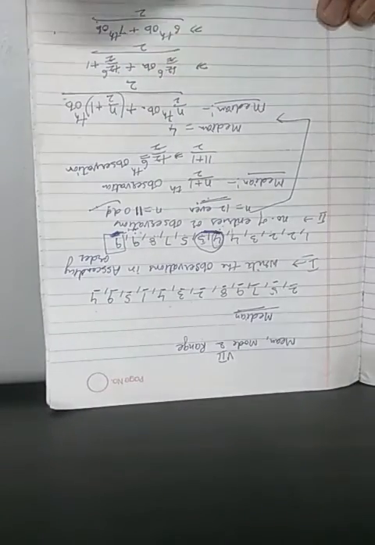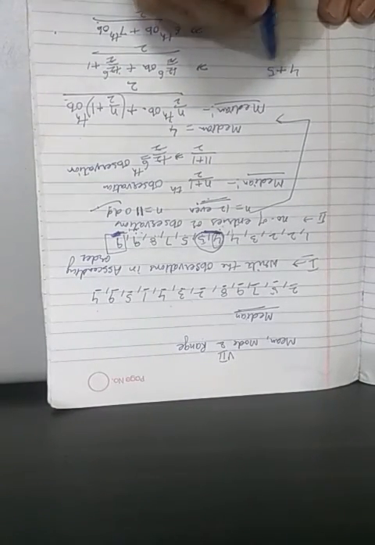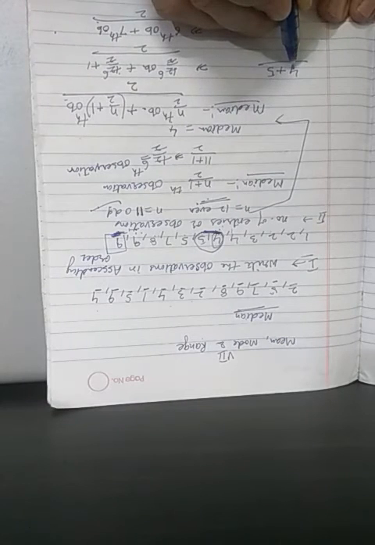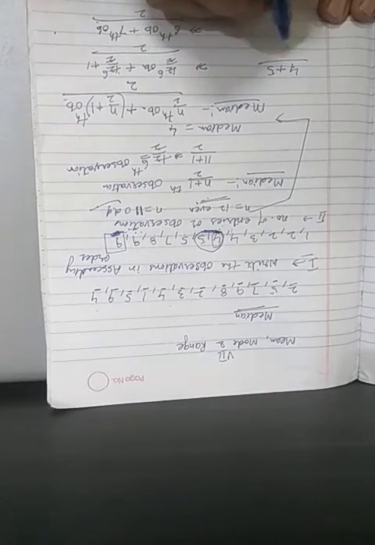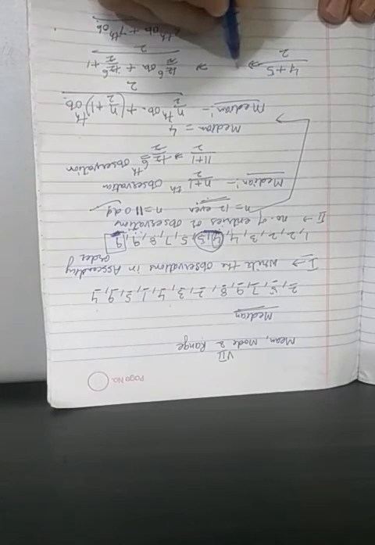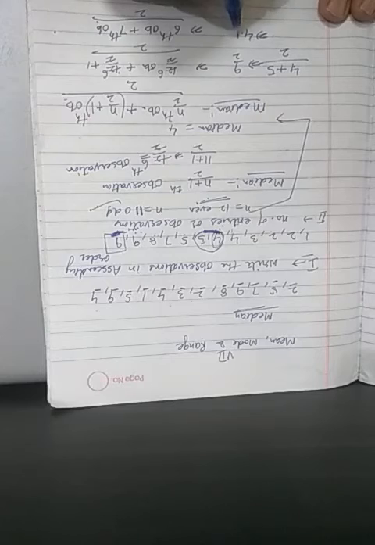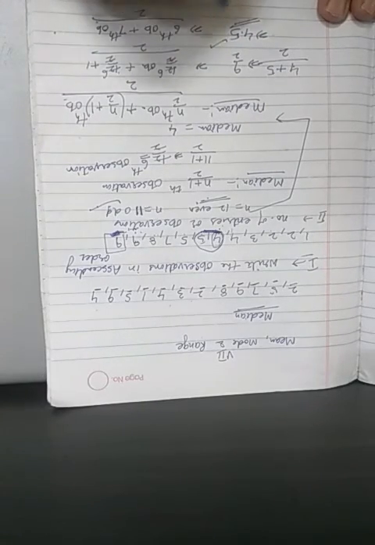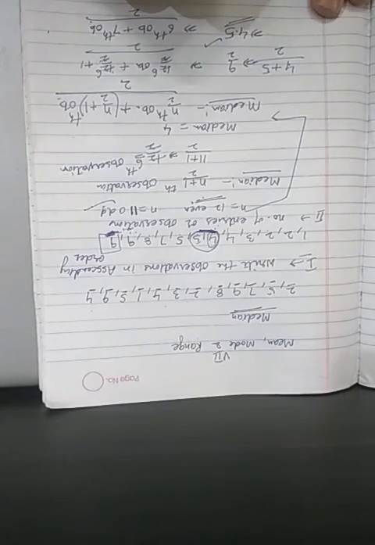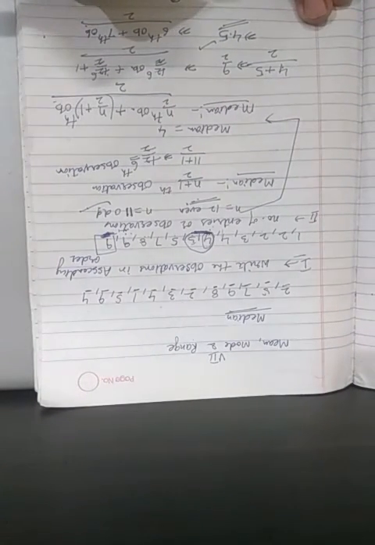Then the 6th observation is 4 and the 7th observation is 5. So 4 plus 5 by 2 is 9 by 2, and 9 by 2 is 4.5. So the median is 4.5. Like this you can find out the medians of given data.